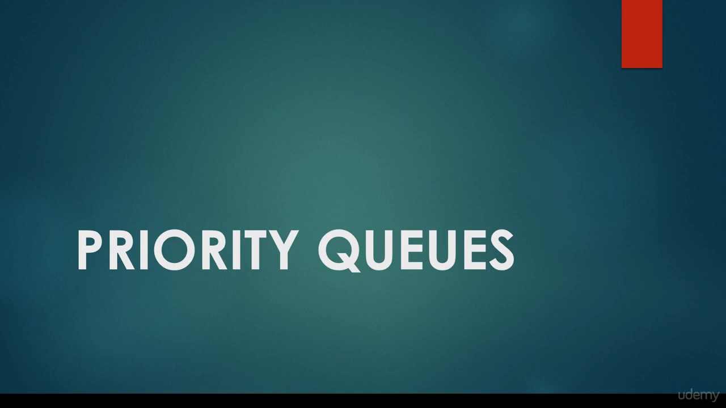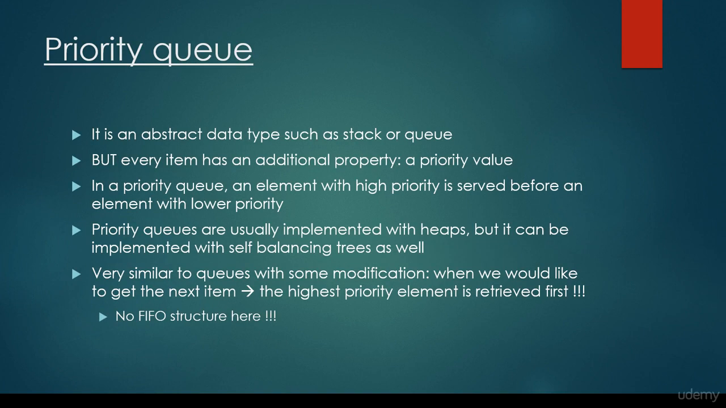Hi, in this video we are going to talk about priority queue abstract data types. So, let's get started. What are priority queues? Basically, a priority queue is an abstract data type such as stacks or queues. But every item has an additional property, the so-called priority value.